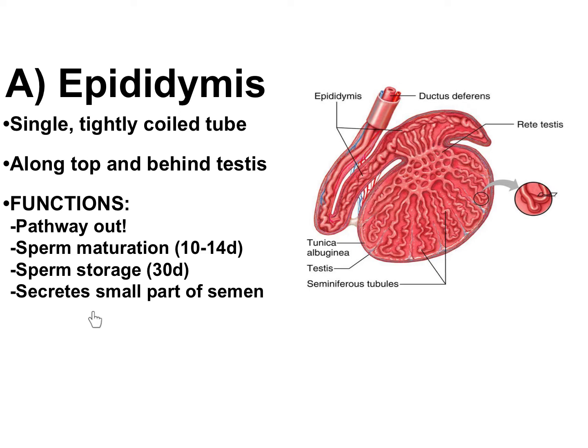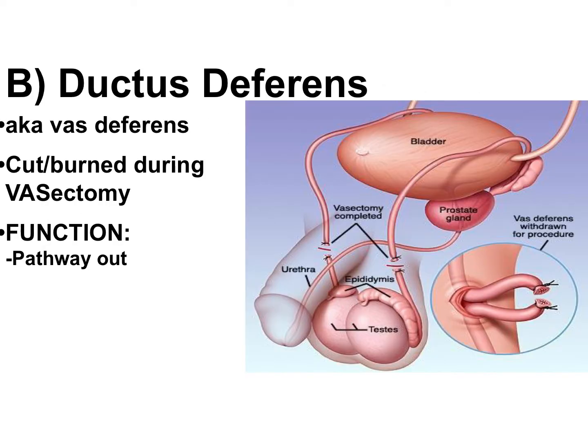Overall, the epididymis only secretes a small part of the final seminal fluid, which is the fluid that's ejaculated from the penis that contains sperm cells. I just want to take a look at the ductus deferens because this is what's cut when men get a vasectomy. Vasectomy is a short surgical procedure that's meant to sterilize men if they no longer want to have children.